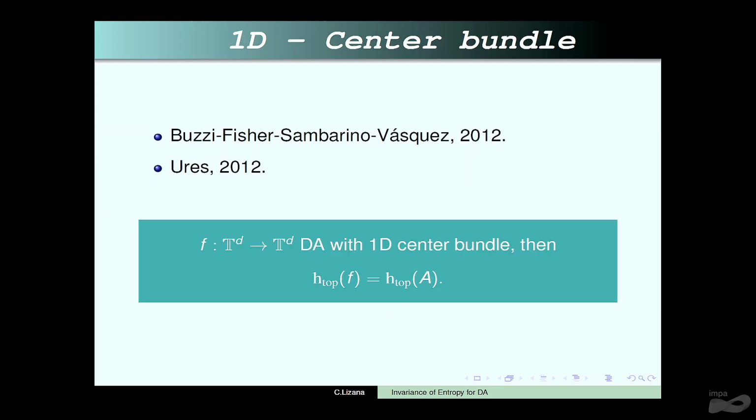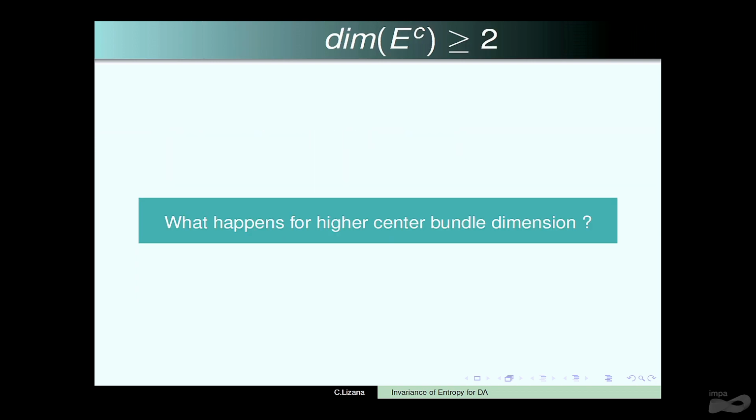So that is an example, but there are some general results of Bonatti, Fisher, Vásquez, Zambarino, and Ures, but they use strongly that the central dimension is 1. So they got that if you have a DA with one-dimensional central bundle, then the entropy remains the same. So the natural question is, what happens if the central bundle has higher dimension? Can we obtain similar results? So that is the goal of this talk, actually, the main goal.